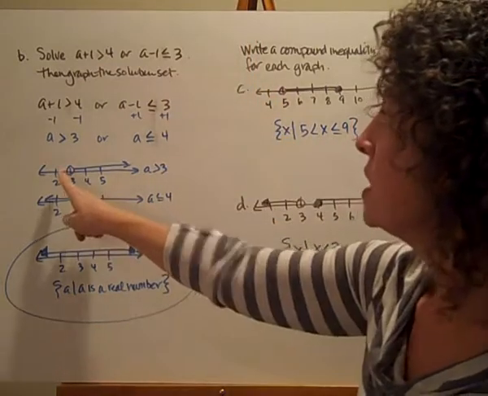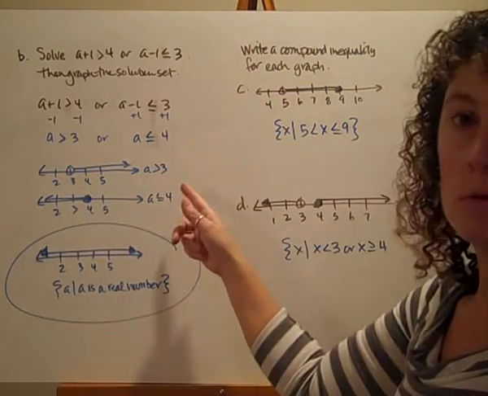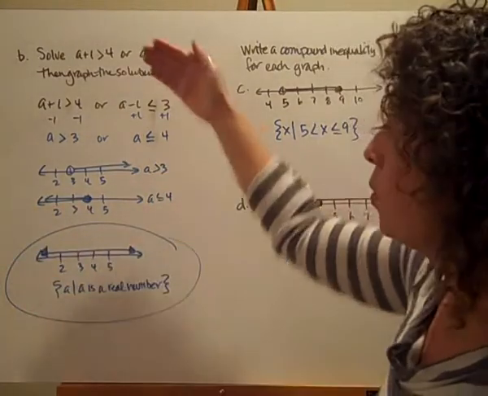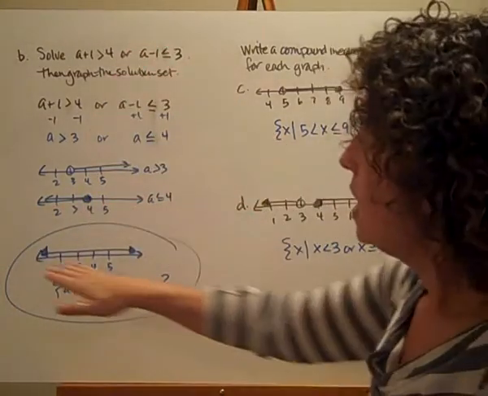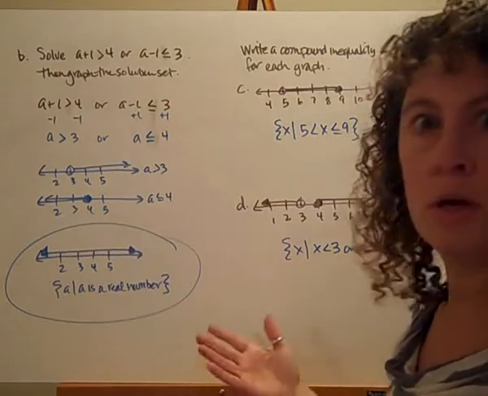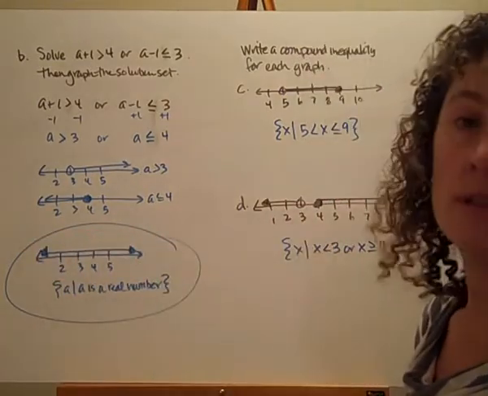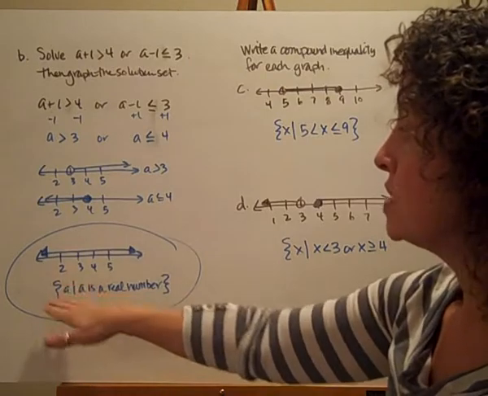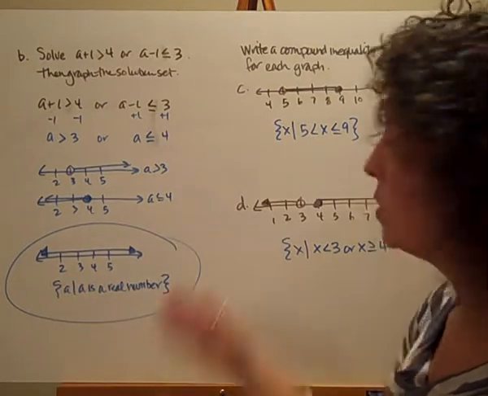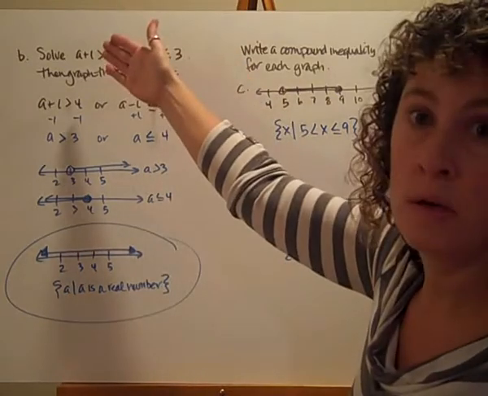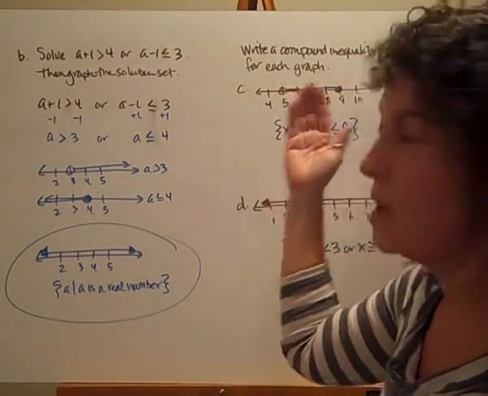So notice that a > 3 starts at 3 and goes to the right. a ≤ 4 starts at 4 and goes to the left. When I merge those two together, I actually end up with everything on the number line. So what I end up with is a number line that has everything graphed, and my solution set is {a such that a is a real number}. If you pick any real number, it's going to work in one of these or the other of these.